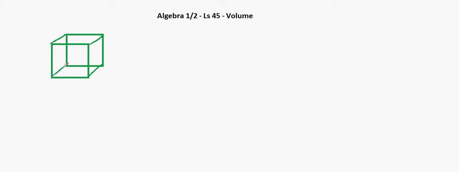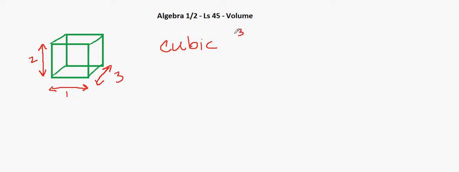So we still have length, and we still have width, height, whatever you want to call it. And now we add depth. So we have 1, 2, 3 dimensions. Therefore, we're going to have what's called cubed or cubic measures. Cubed is like a little 3.